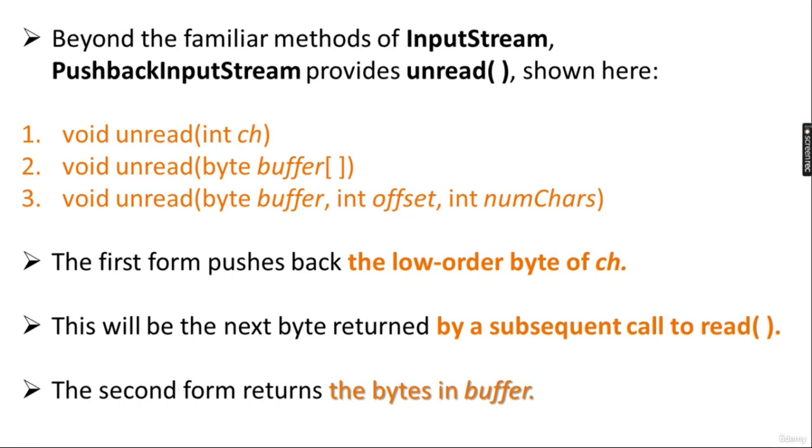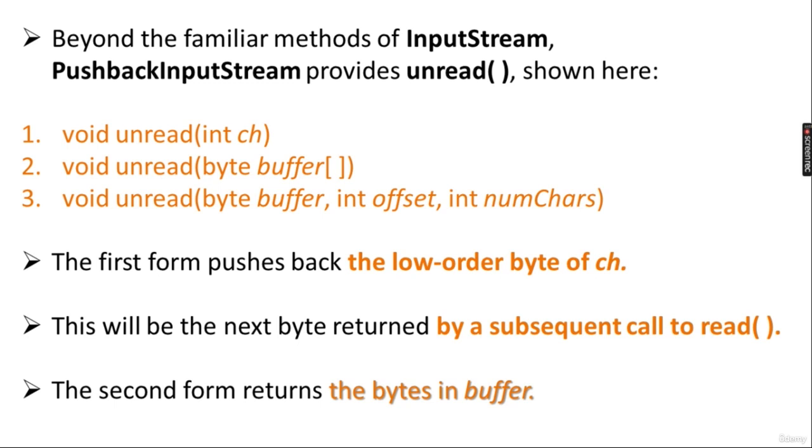We will see the new methods with the pushback stream: void unread(int ch), void unread(byte[] buffer), and void unread(byte[] buffer, int offset, int numChars). The first form pushes back the low order byte of ch. This will be the next byte returned by a subsequent call to read.